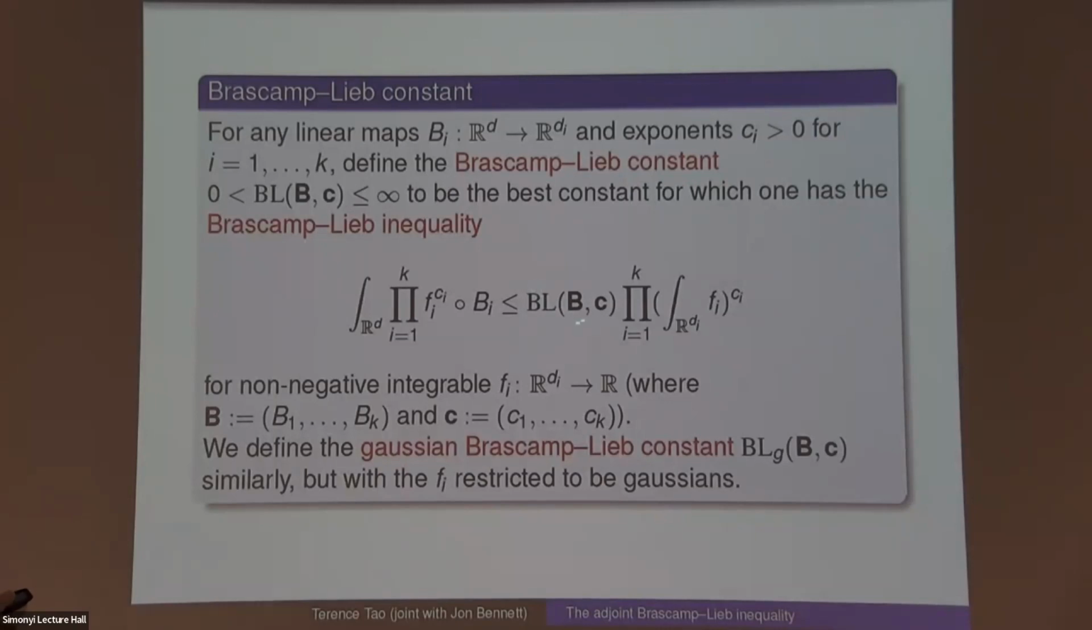And then you can specialize this. So you want this inequality to hold for all non-negative f_i, and then the best constant we call the Brascamp-Lieb constant. Or you can specialize. You can restrict the f_i's to all be Gaussians, and that will give you a smaller constant, which you might call the Gaussian Brascamp-Lieb constant.